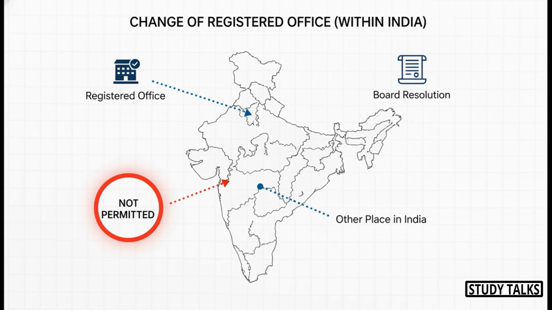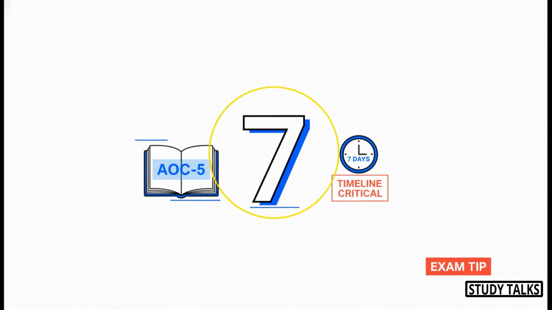You can't just decide to keep your main accounting records in another country. Now, if the board does decide to move the books, they trigger a compliance requirement. The company absolutely must file Form AOC-5 with the Registrar of Companies, and they have to do it within 7 days of making that decision. Remember the form, AOC-5. Remember the timeline, 7 days. This is pure exam gold.